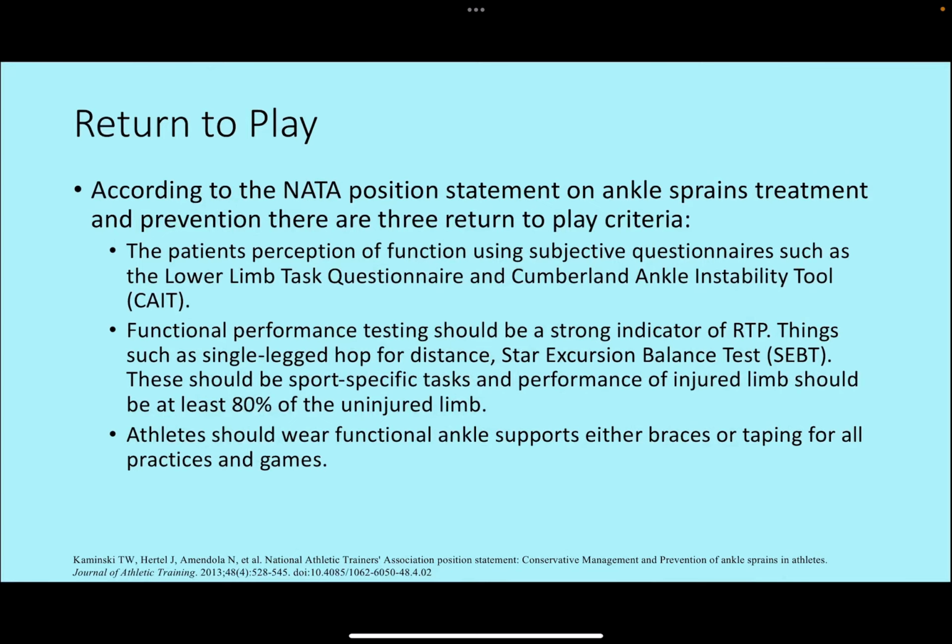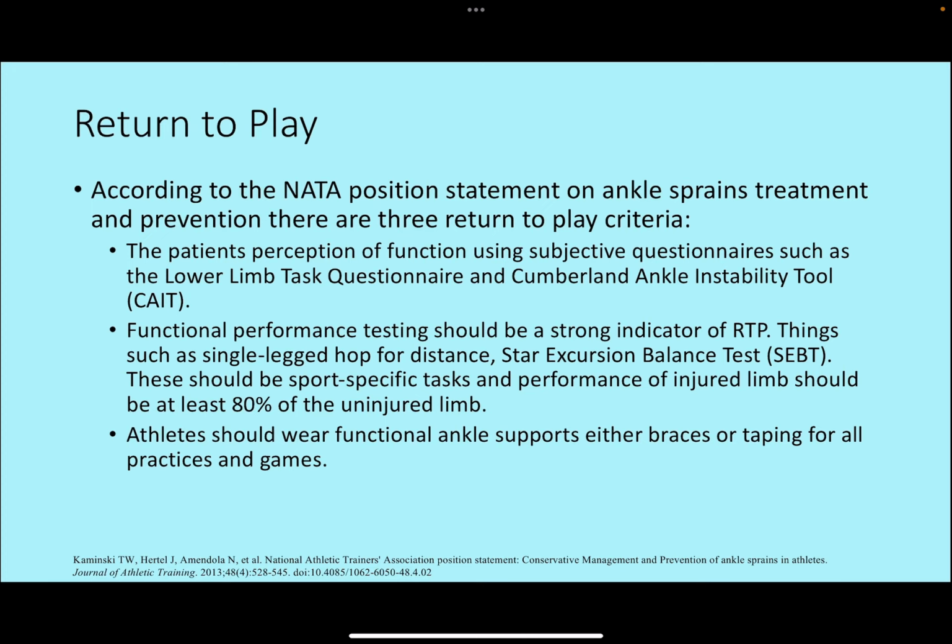So along with treatment and rehab, I went on to the NATA position statement on ankle sprains treatment and prevention to find what they think is the best way to return an athlete to play after a lateral ankle sprain. There are 3 criteria. The first one is the patient's perception of function using subjective questionnaires, such as the Lower Limb Task Questionnaire and the Cumberland Ankle Instability Tool 2. So you can get how the athlete is feeling about their ankle, and what they feel like they can or can't do still concerning that ankle, or even just the lower limbs in general.